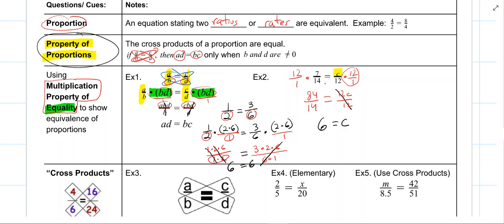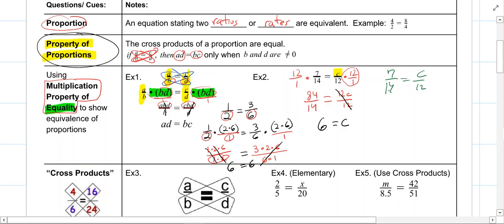All right, let's go crazy on this one. Let's write it again. 7 fourteenths is equal to C over 12. Let's say I want to move 14, so I'm going to multiply this side by 14 first. That is the action of the multiplication property of equality.